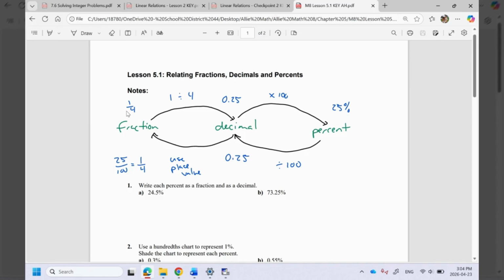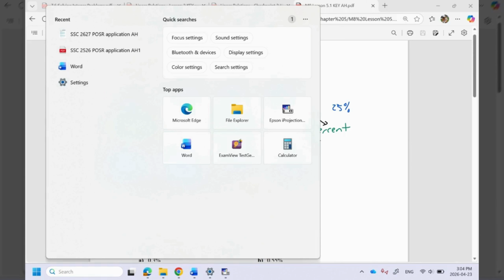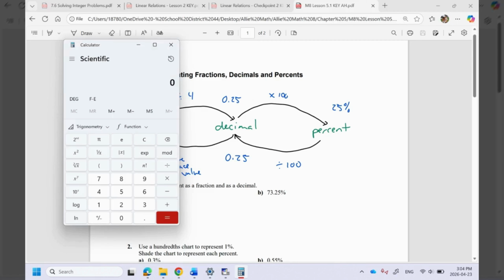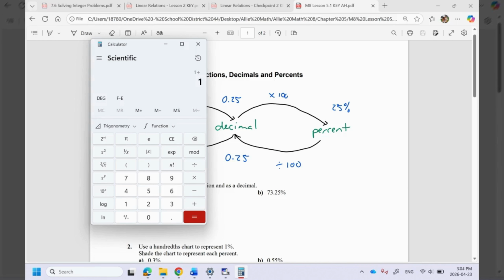So I have an example here. First, we have a fraction, 1/4. To move from a fraction to a decimal, we divide our numerator, 1, by our denominator, 4. We'll get 0.25. I could show you this on the calculator. 1 divided by 4 will give us 0.25. To move from that decimal, 0.25, to a percent, we times by 100, and we get 25. That's a percentage, so 25%.